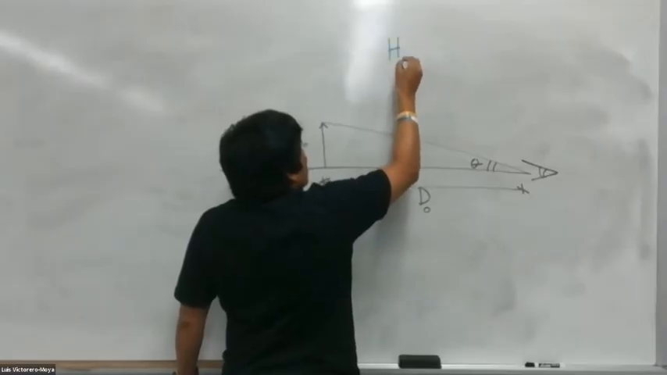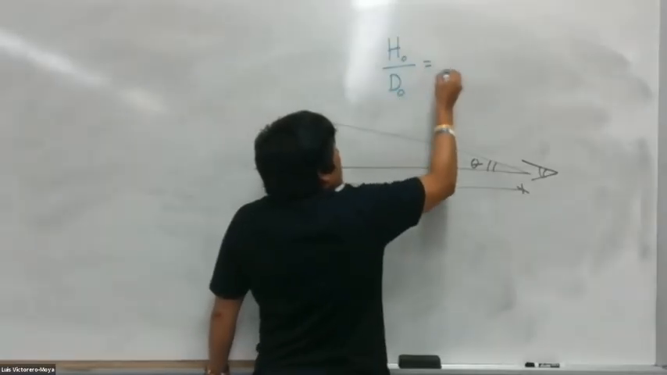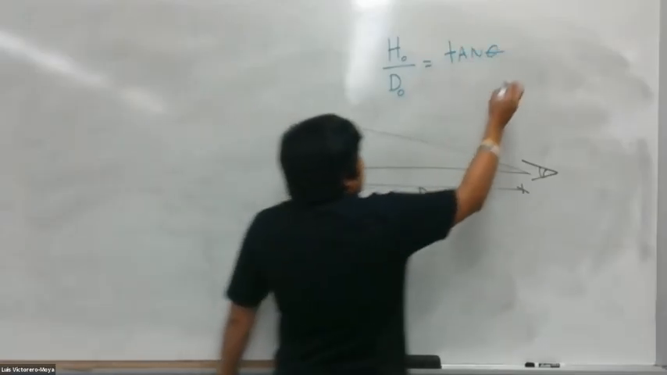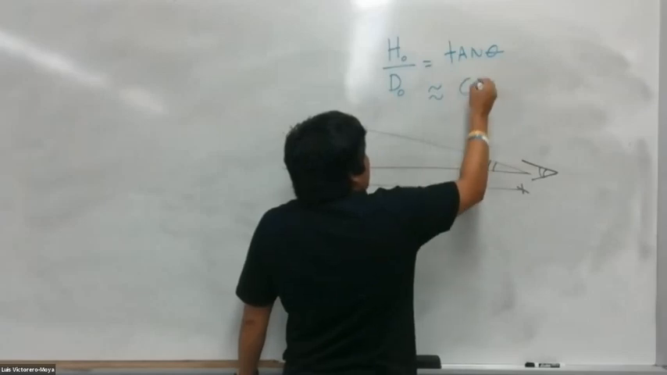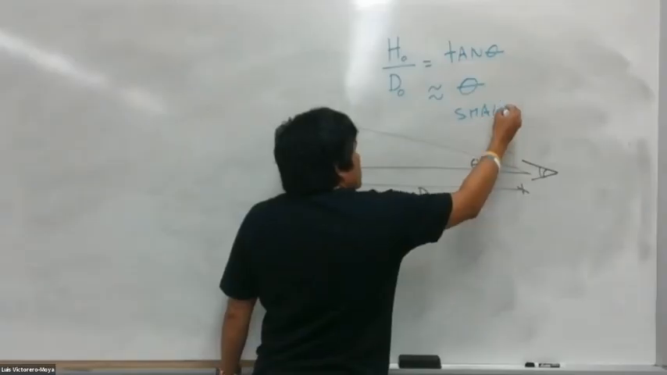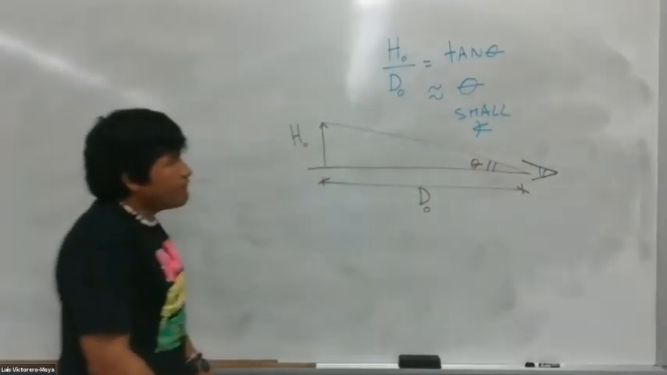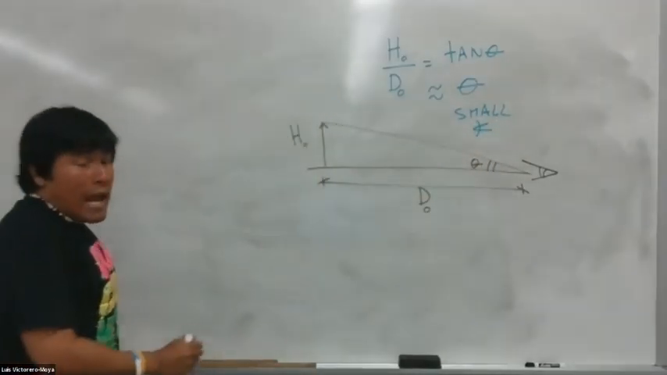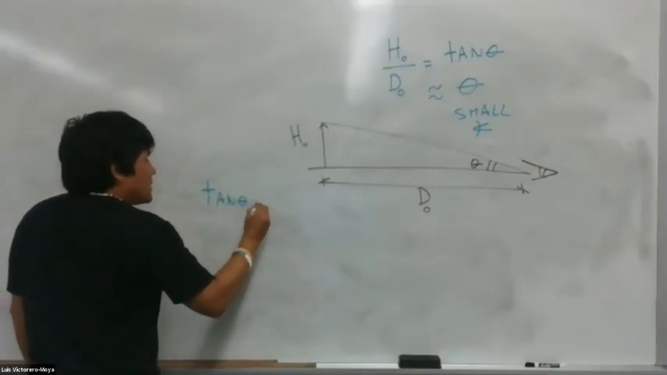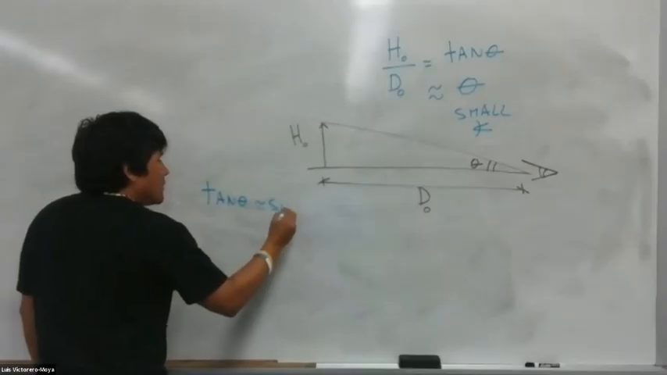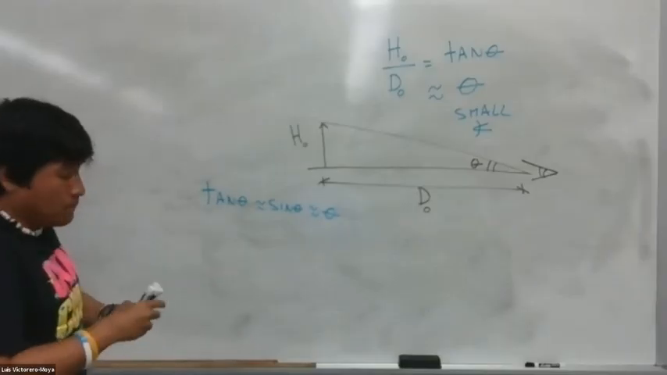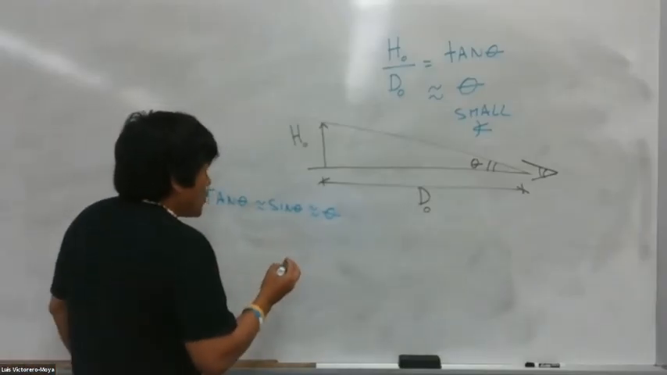H naught over D naught is the tangent of theta. That can approximately be theta. Why? Because it's a small angle. For small angles, tangent is approximately equal to sine, which is approximately equal to the angle. All right. Now let's talk about the image.